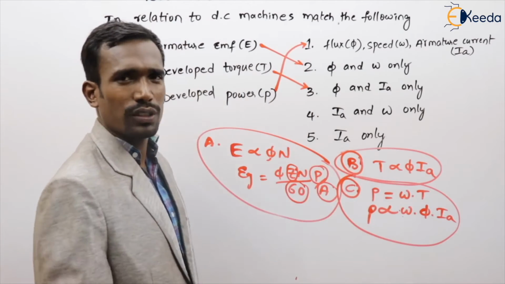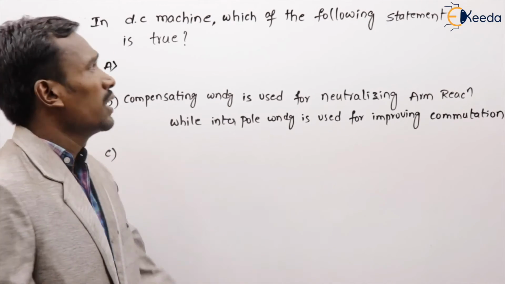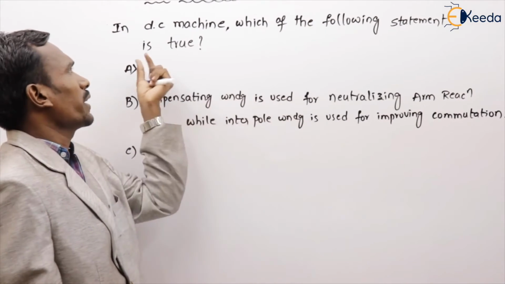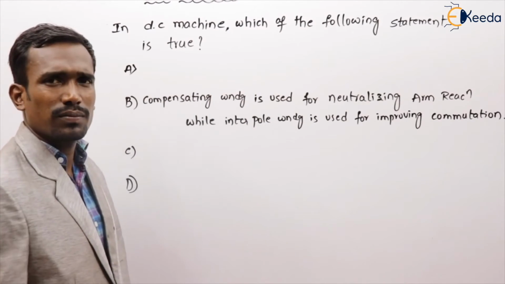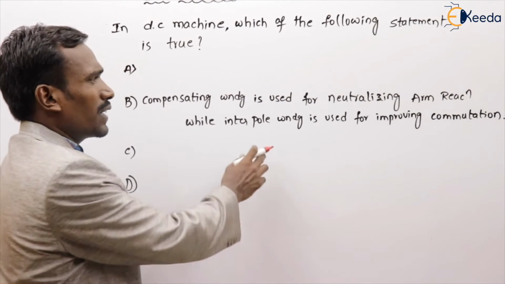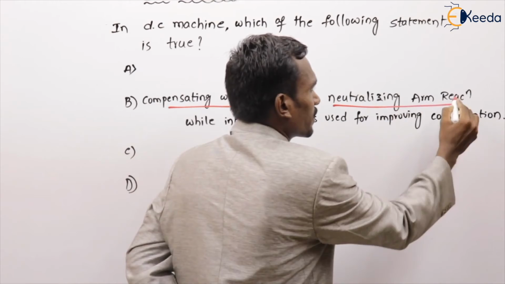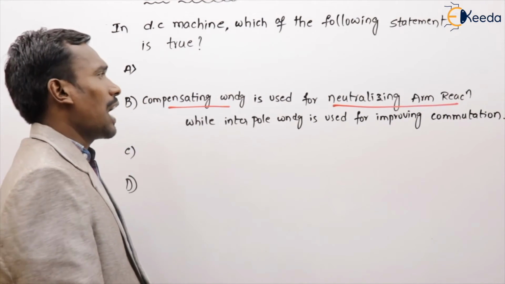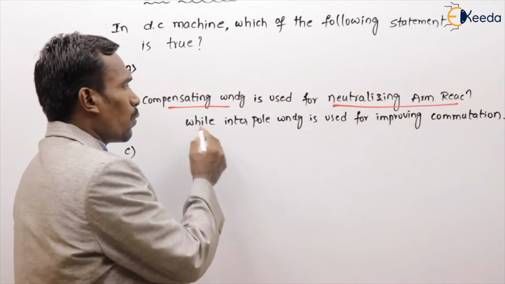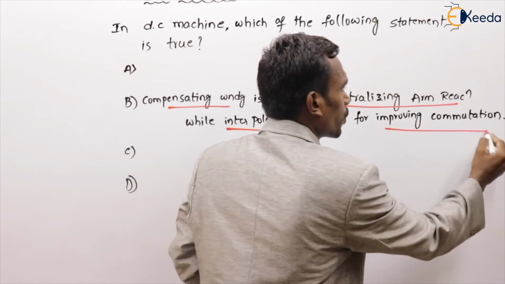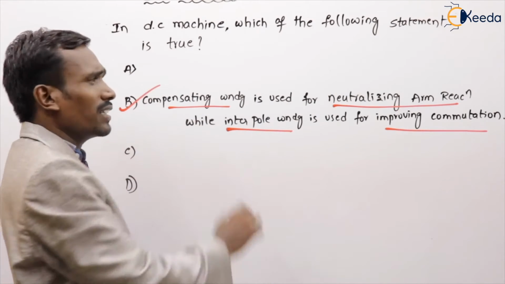Very simple question. In a DC machine, which of the following statements is true? Actually, they gave four statements. In that, one of the options they gave: compensating winding is used to neutralize the armature reaction, while interpole winding is used to improve the commutation. This is 100% correct, right?